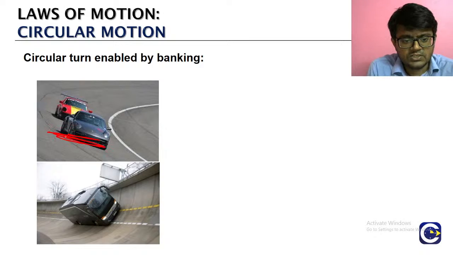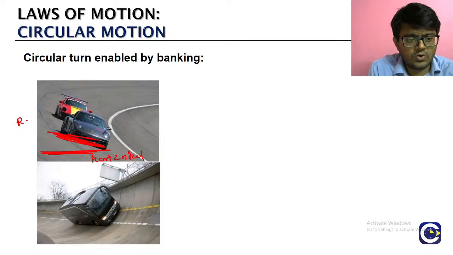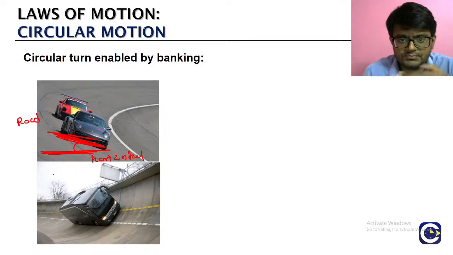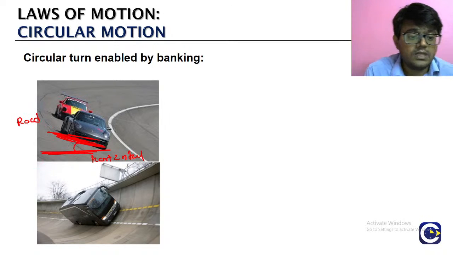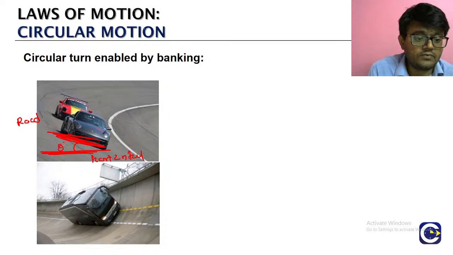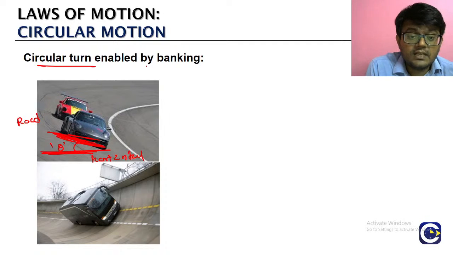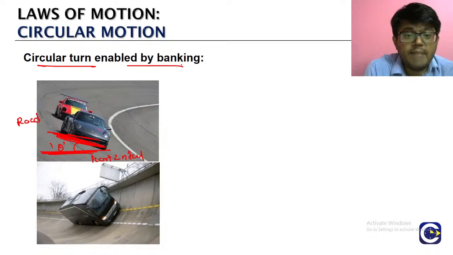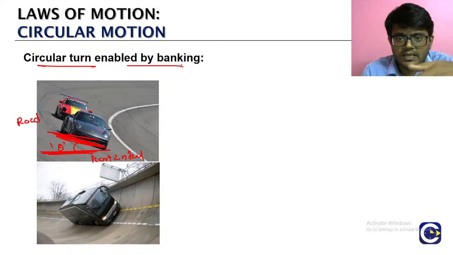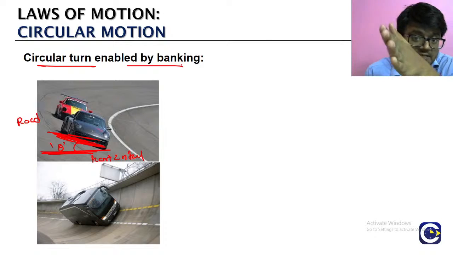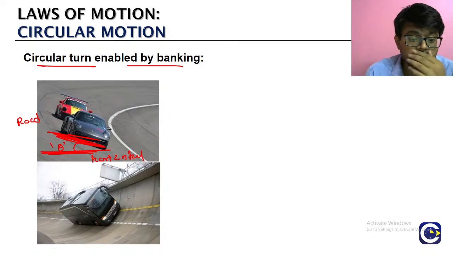So like you can see here, this is the horizontal, this is the road. They have basically elevated the road. This angle is what we'll generally call the angle of banking. So we'll see that the circular turn can also be enabled by the banking concept. Banking means what? Elevating the road on one side is basically called banking. Okay. Now we can see one more example here. This is the horizontal. You see, the banking is very high here.